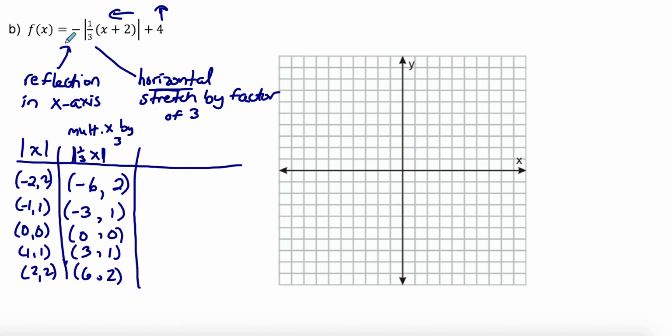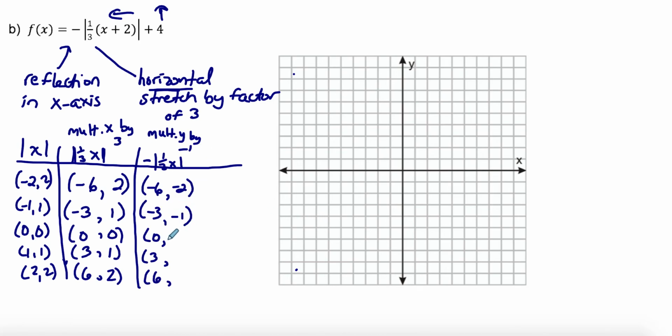Next thing I would consider is the fact that this is a reflection in the x-axis. So if a point is up here, it becomes down here. So that means the y values actually get multiplied by -1. So all of my y values are going to become negative.